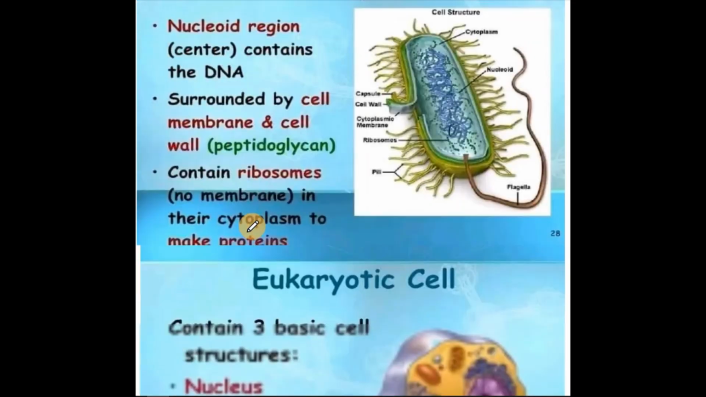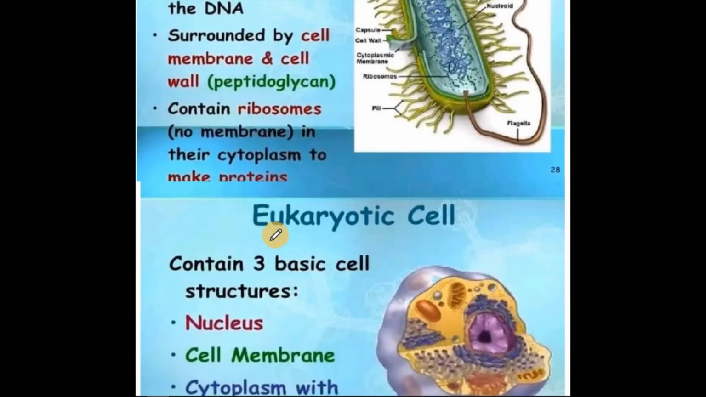It contains ribosomes, of course, which help in protein synthesis. The ribosomes have no membrane and they are found in the cytoplasm to make proteins. So the main function of ribosomes in bacteria or prokaryotic cells, or even in any cell, is to help in the synthesis of protein, which we call translation.